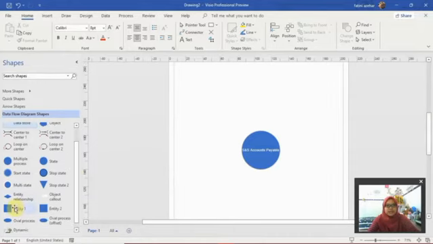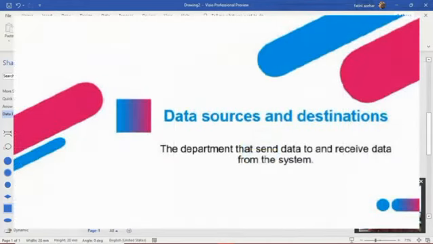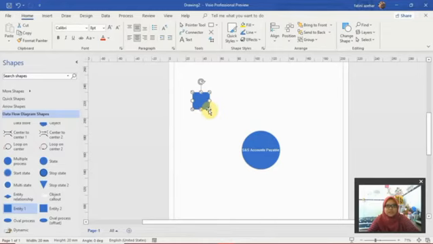Next, we choose a square box for data sources and destinations. The data sources and destinations show the departments that send data to and receive data from the system. So this one we write for purchasing department.